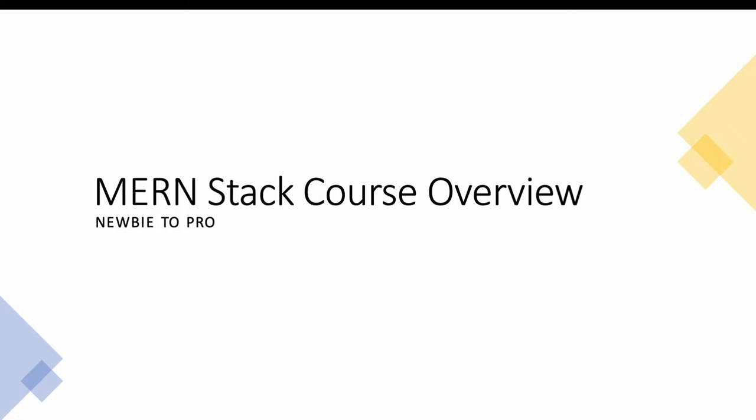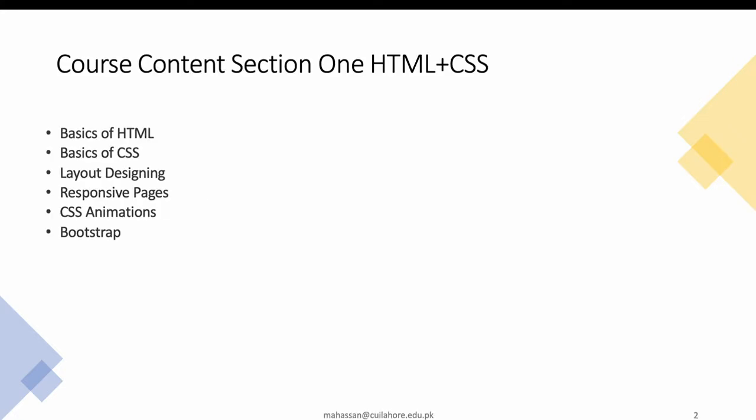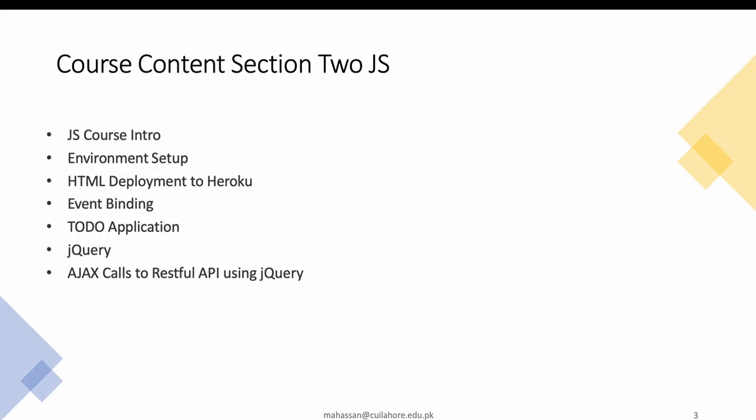This course is designed keeping MERN Stack in mind, and this course has total 4 sections. The first section is about HTML and CSS. We will be using HTML and CSS for website building. There will not be any server involved in this section. We will have a look on the basics of HTML and CSS, then how to design layout of any web page, how to build responsive pages, and how to handle animations in CSS, and lastly, what is Bootstrap.